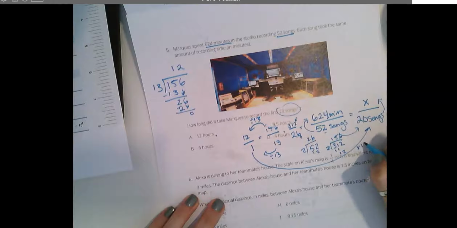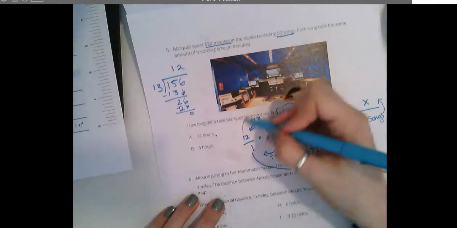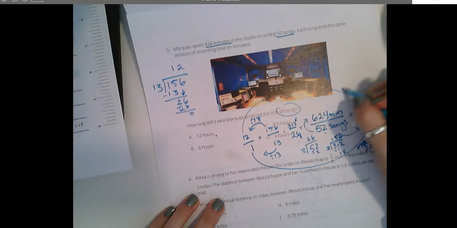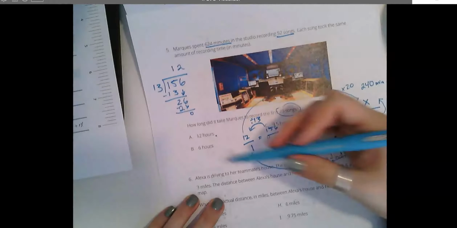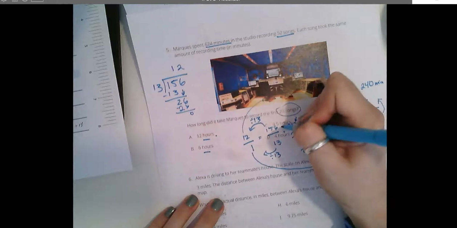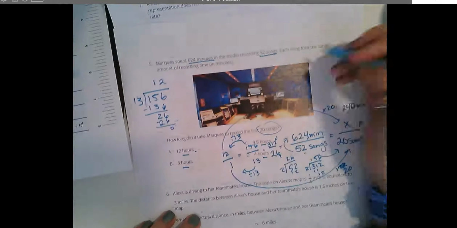1 times 12. Oh, that's not right. 1 times 20 is 20. 12 times 20 is going to be 240. What are my units? Minutes. Don't see that anywhere, but these units are in hours. Goodness, this is a long problem.